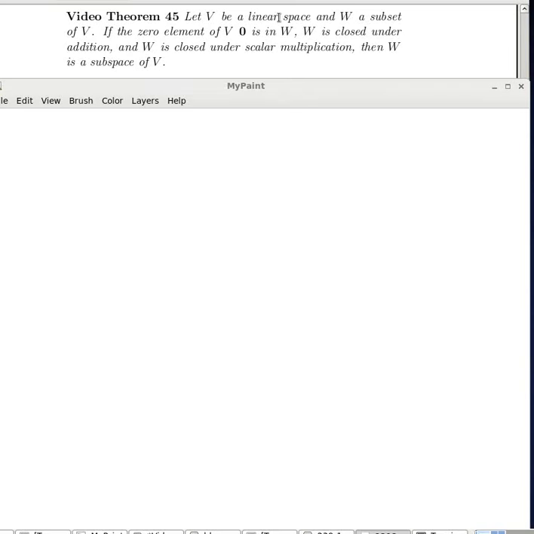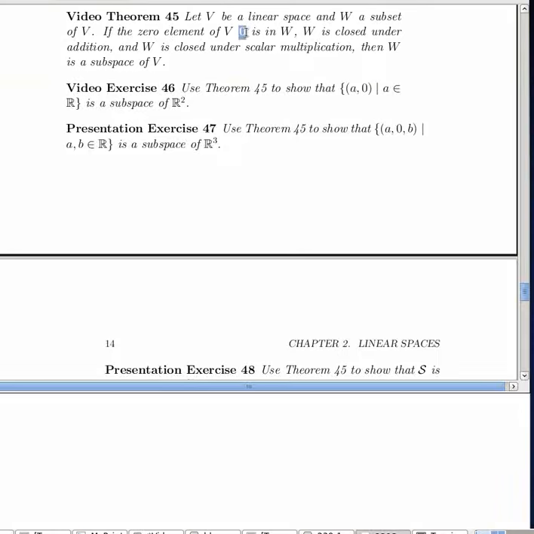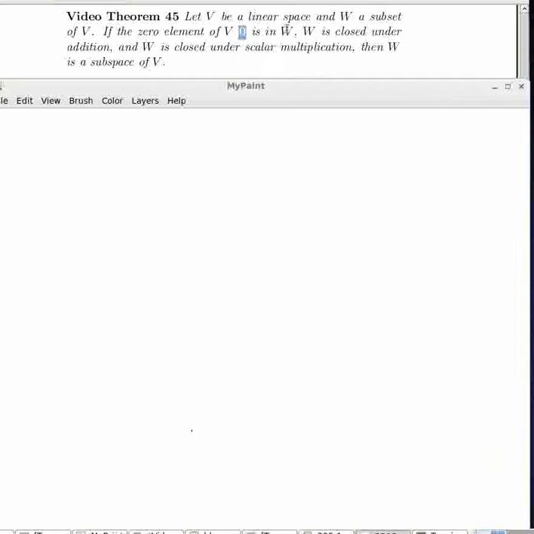So here's a big theorem. If we have a linear space and a subset W, and let's suppose 0 is in W, the subset is closed under addition, and closed under scalar multiplication. Then W is a subspace.